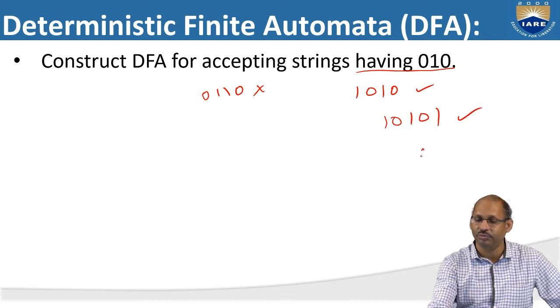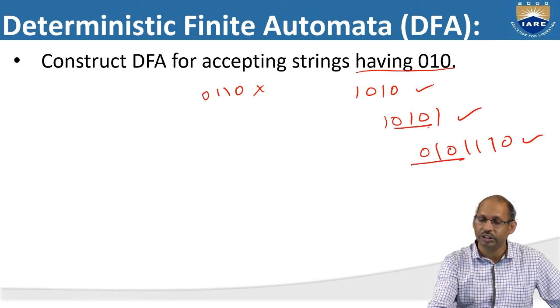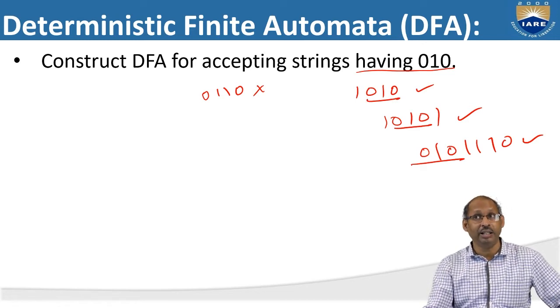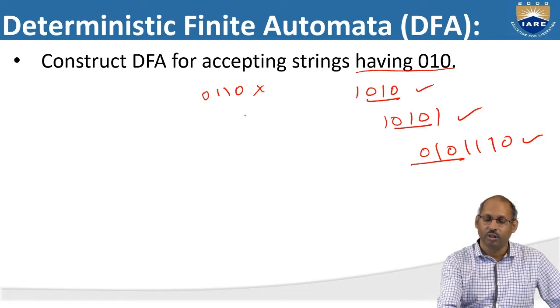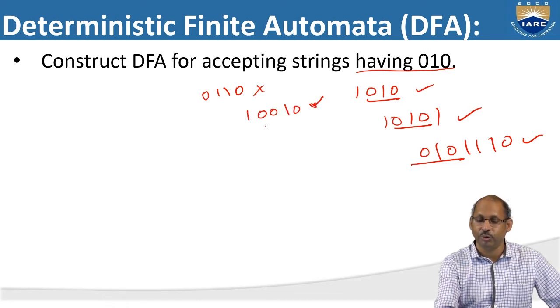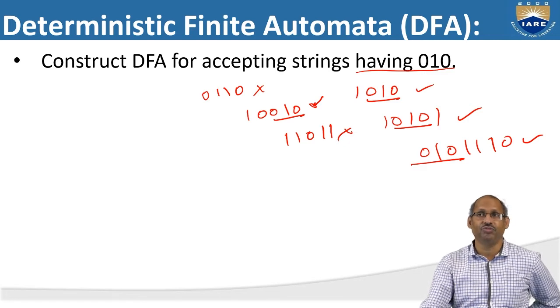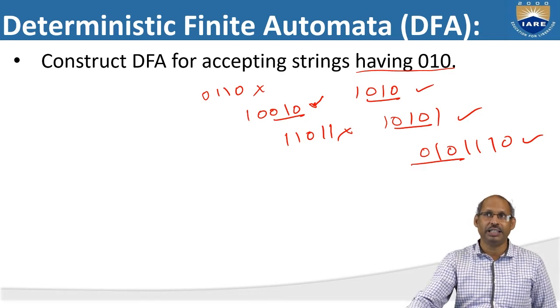Strings having 010 will be acceptable, because 010 exists. If the sequence 010 is there at the end, in the middle, or at the beginning, then it is acceptable. So, 1 0 0 1 0 is also acceptable because 010 is there. 11011 is not acceptable. So, we are seeing which strings are acceptable and which are not for this type of problem.